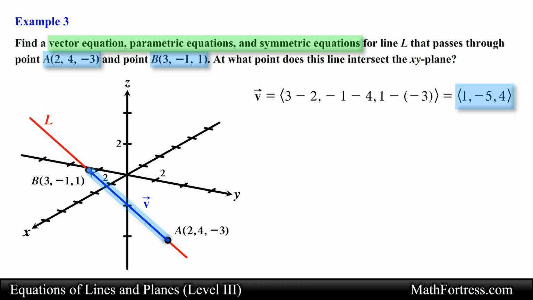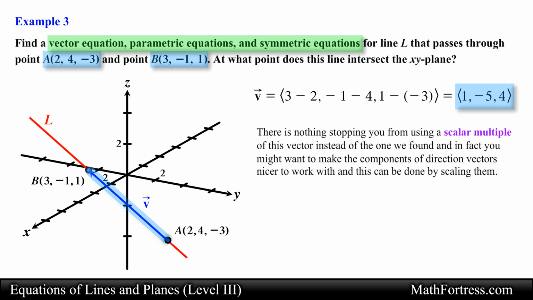This is one of many possible vectors that are parallel to the line. We just happen to use this particular vector because we can determine it quickly with the given points. There is nothing stopping you from using a scalar multiple of this vector instead of the one we found. And in fact, you might want to make the components of direction vectors nicer to work with, and this can be done by scaling them.